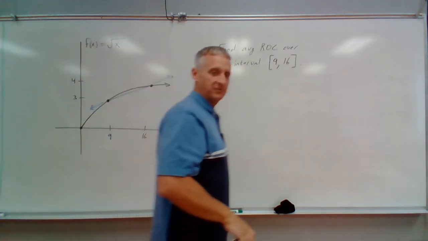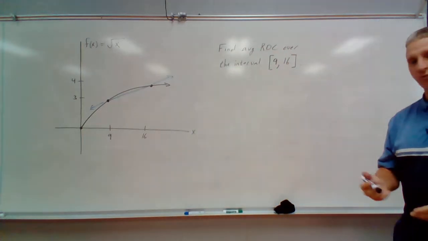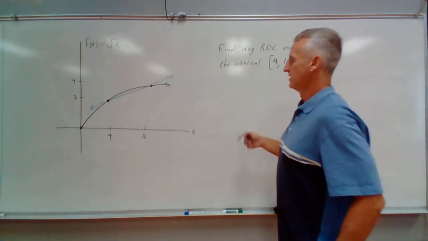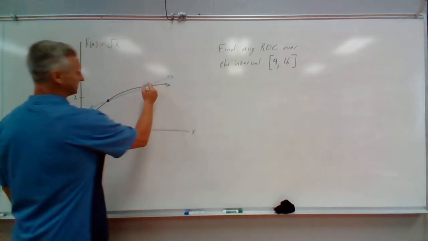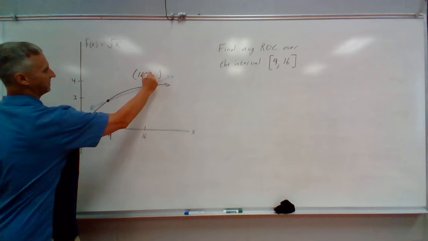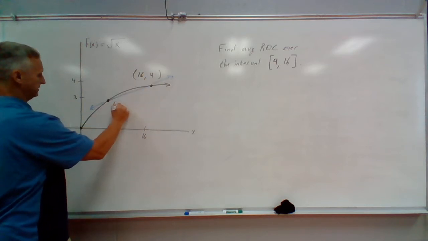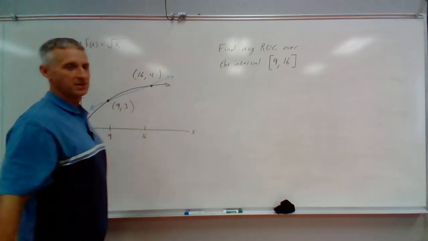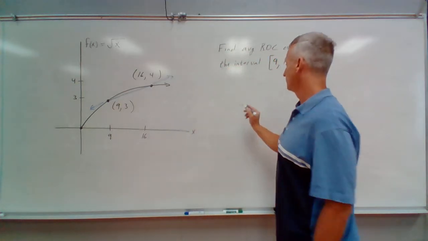So now to find the average rate of change, all I want to do is find the slope of that secant line. I'm going to label the points to make it really clear. This is (16, 4), and this one is (9, 3). So I'm going to find the slope of the line through those 2 points.